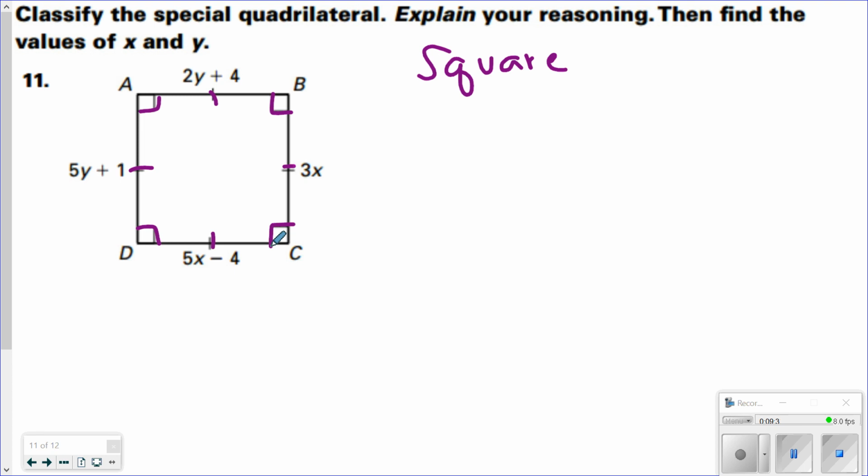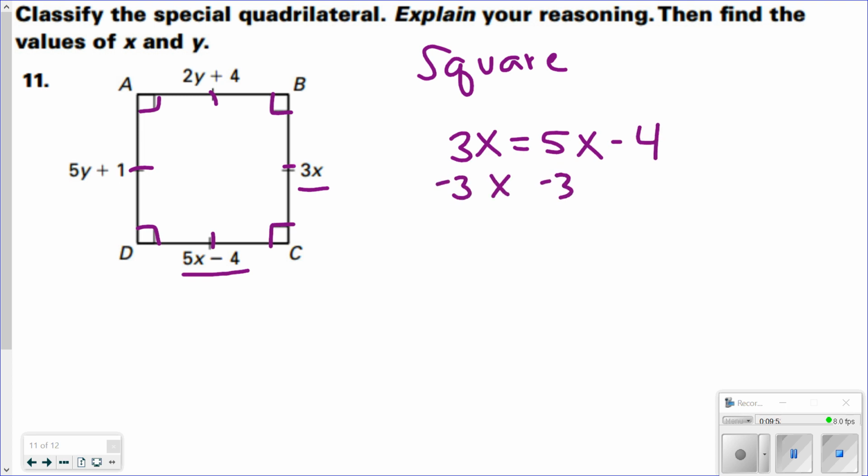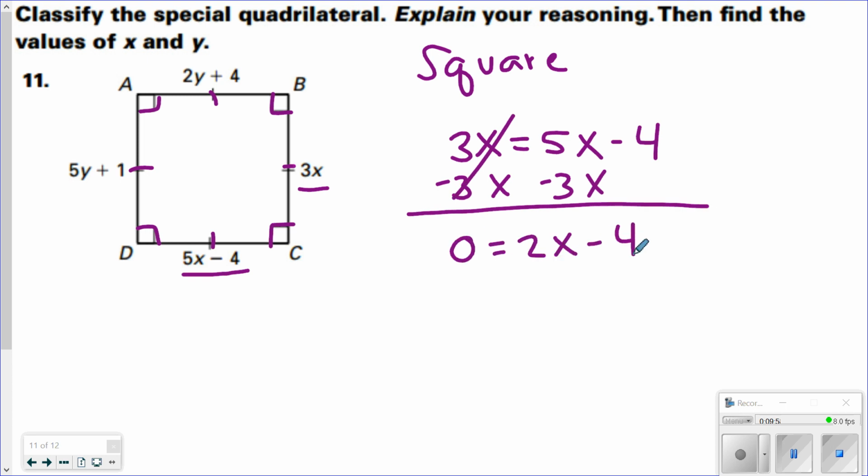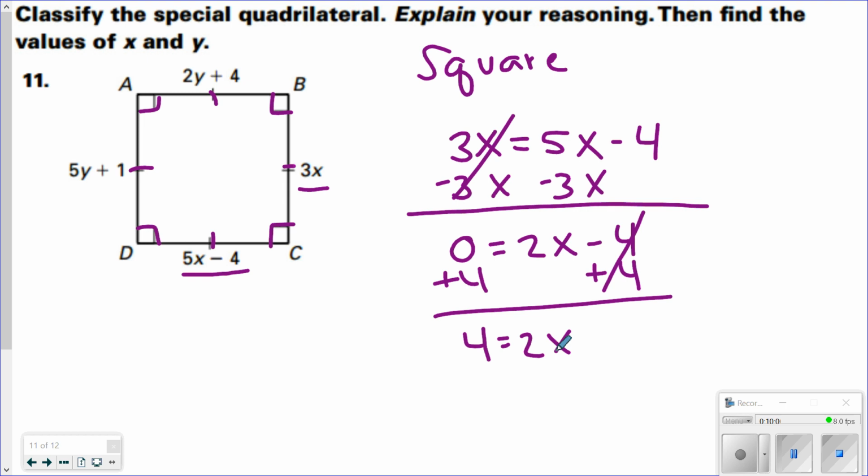Now let's solve for x and y. Well, if the side lengths are congruent, that means I'm going to set these equations equal to each other because they are congruent. So let's start with x. I have 5x minus 4 and 3x. So 3x is equal to 5x minus 4. All right, so if I subtract 3x, subtract 3x, that gives me 0 is equal to 2x minus 4. Add 4, add 4. I get 4 is equal to 2x. Divide by 2, then we get 2 is equal to x.